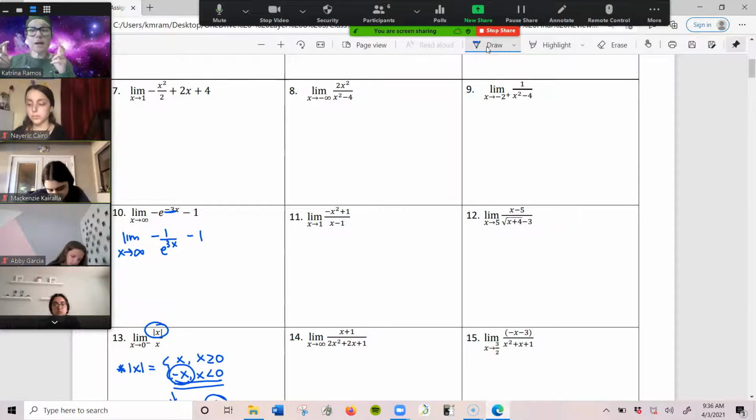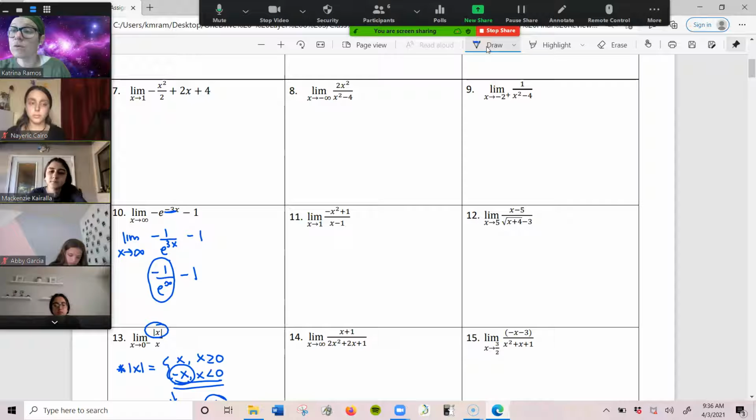Okay, now plug in infinity, right? So this is negative 1 over e raised to the 3 times infinity, which is just infinity, minus 1. E raised to infinity, e is an exponential function that is always growing. So if you plug in infinity, you're just going to get infinity. And we already established in an earlier example that if you have a fraction with infinity in the denominator, what does this equal to? 0. Exactly. So this would be 0 and then minus 1, which would just give us negative 1.